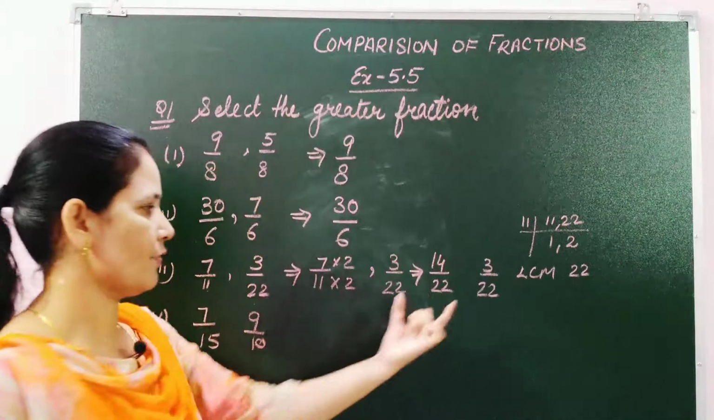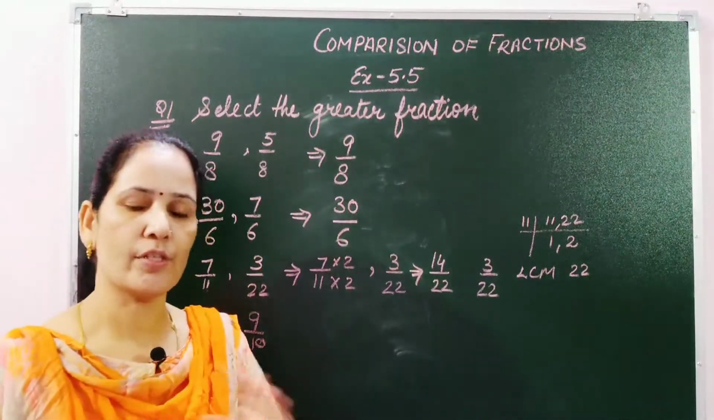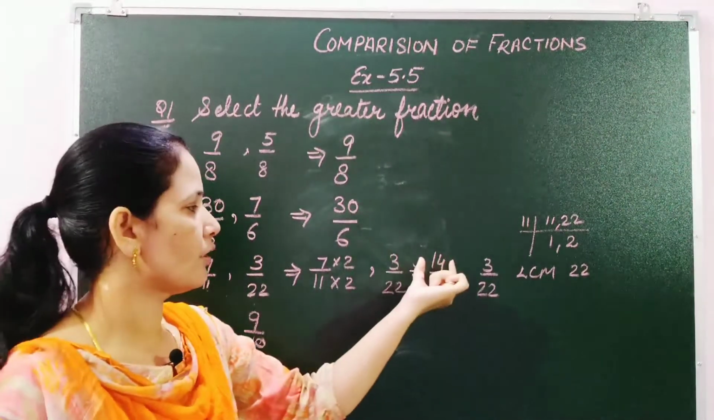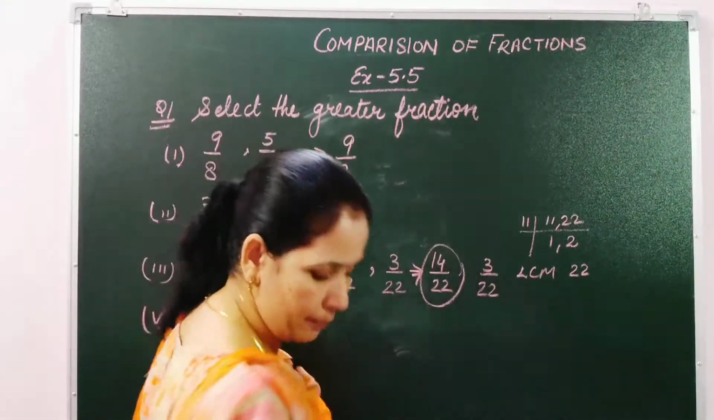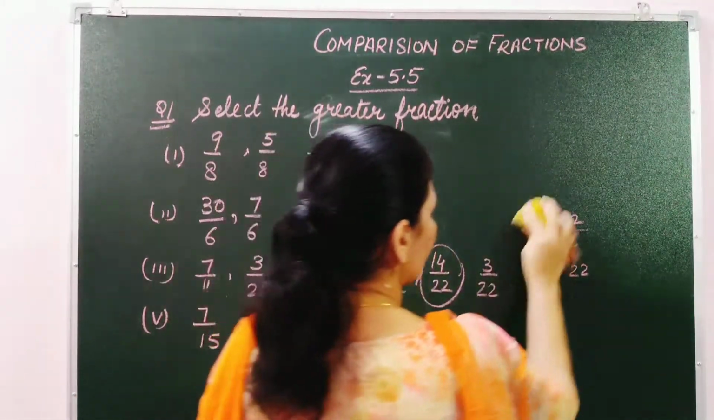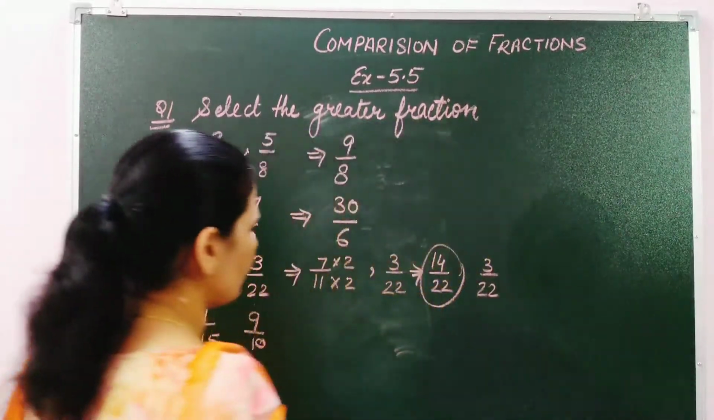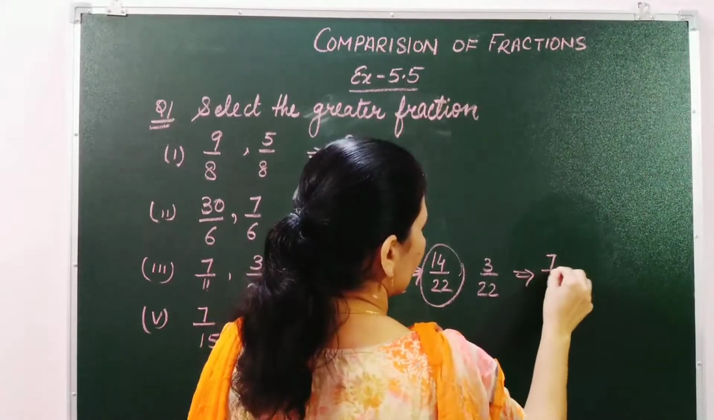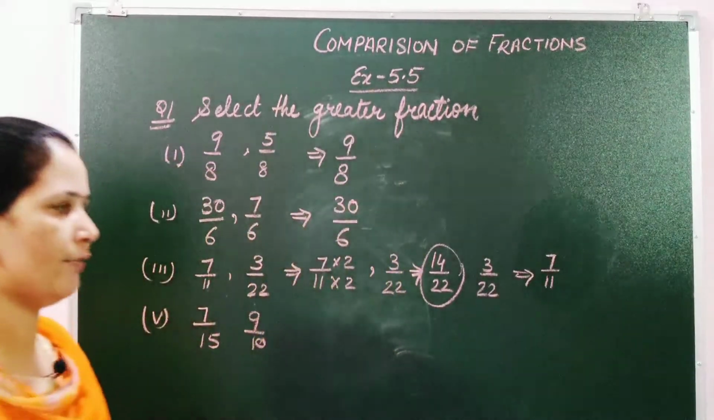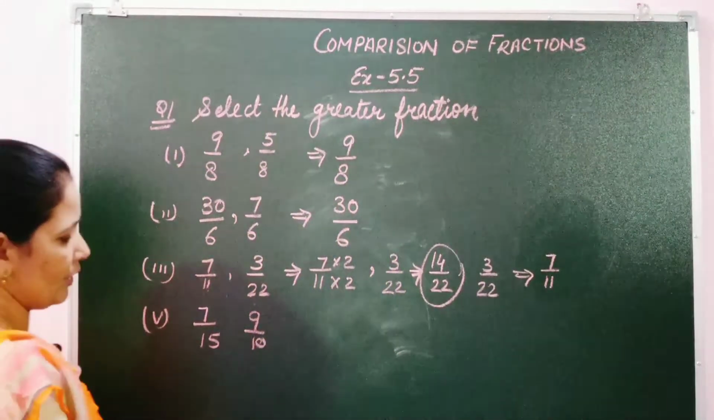Now we have converted these fractions into like fractions. So which fraction is bigger? The one whose numerator is bigger. So 14 by 22 is our bigger fraction, and if we write its original value, that is 7 by 11. So here the greater number is 7 by 11. Okay students, now move to the next part.